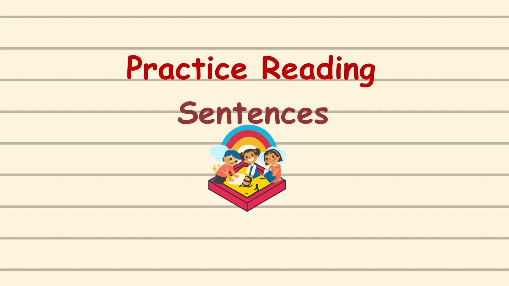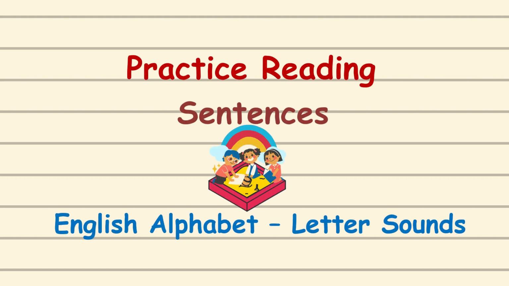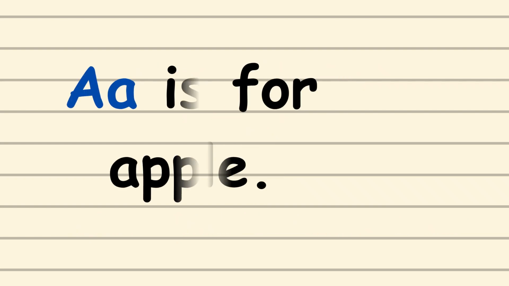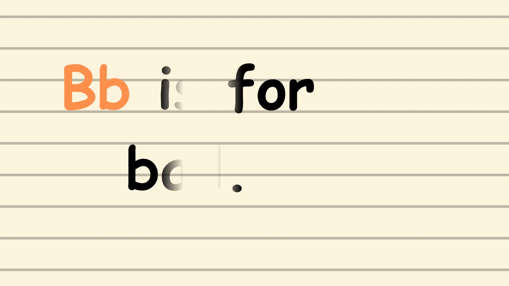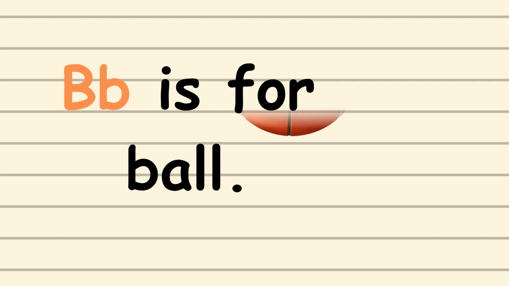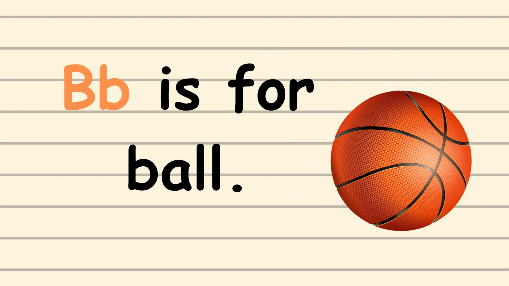Children, let's have some practice reading sentences with the English alphabet and letter sounds. Let's read. A is for apple. Apple. B is for ball. Ball.